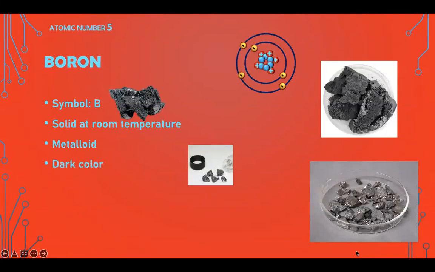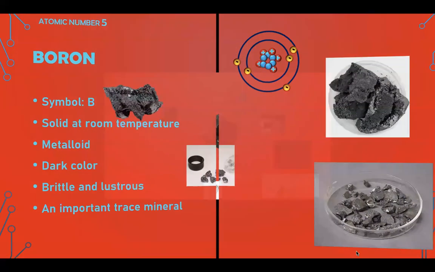Regardless, boron has a pretty dark color. I really like that about it. It is brittle and lustrous. Luster is typically a characteristic which metals possess, which means shininess. And boron is brittle, a characteristic which non-metals possess. Boron is an important trace mineral in our bodies.